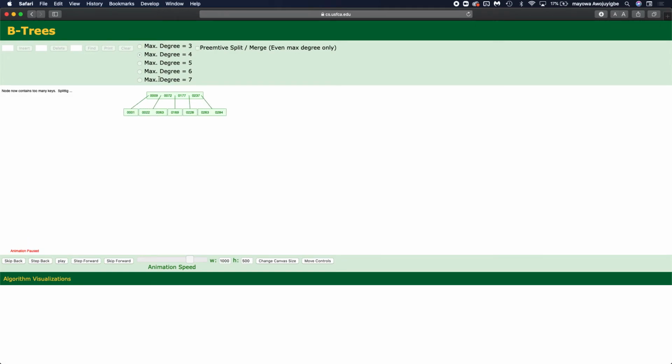So 9 goes up, the median. Whatever was before 9 goes to the left, and whatever was after 9 goes to the right. This is full now because we have 4 keys. So what do we have to do? We need to split this node too. Same thing, the median will be 72. 72 will go up. Whatever is to the left goes to the left, whatever is to the right goes to the right.